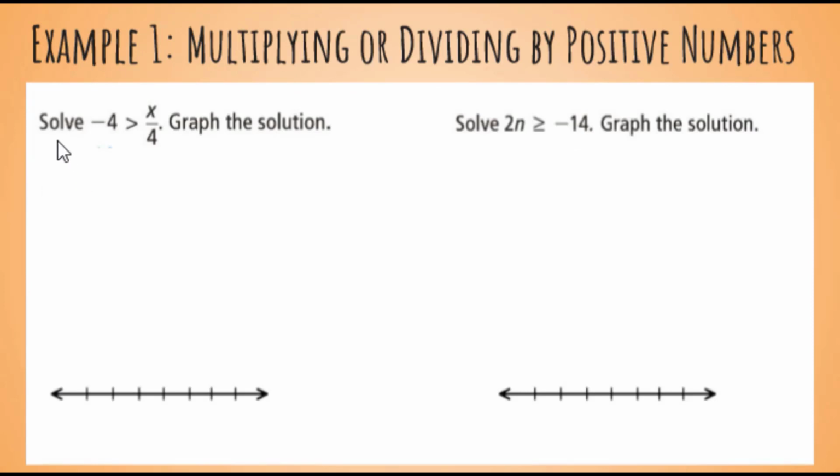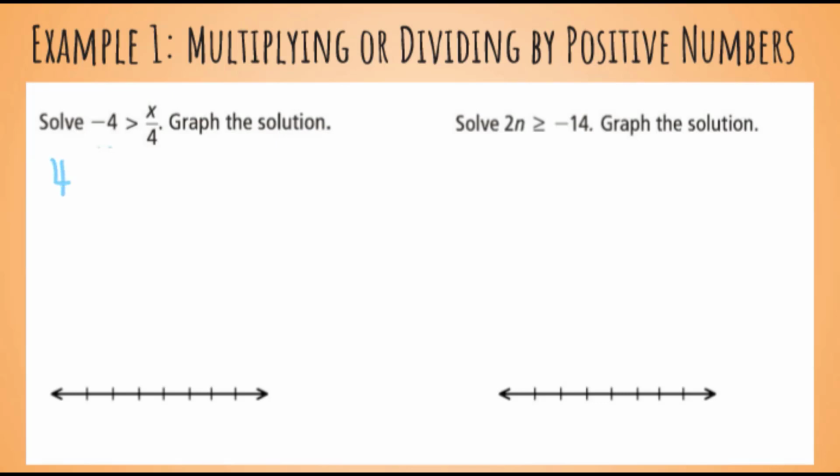So for the first problem, we have solve -4 is greater than x divided by 4, and we want to graph the solution. So notice here we have x divided by 4. So to move this 4 and get the x by itself, we have to do the opposite operation of division. The opposite operation of division is multiplication. So we're going to start by multiplying by 4 on both sides of this inequality.